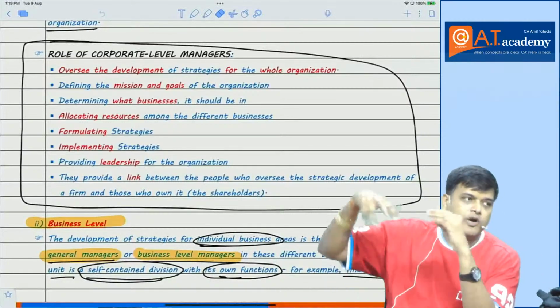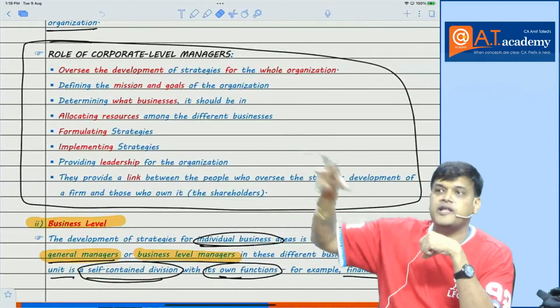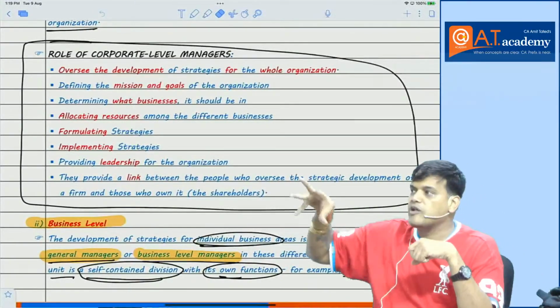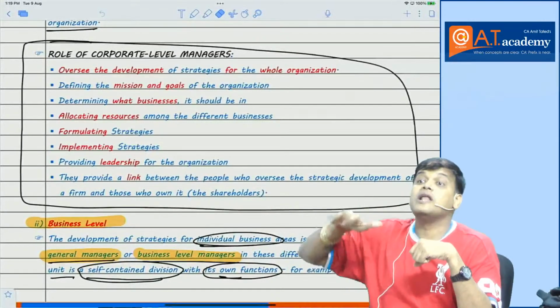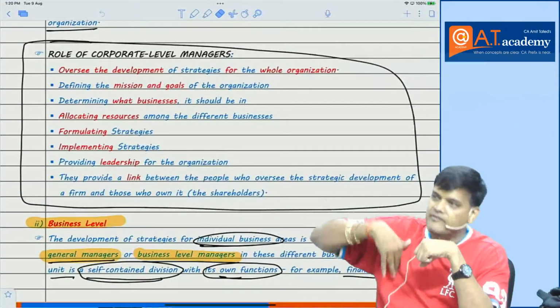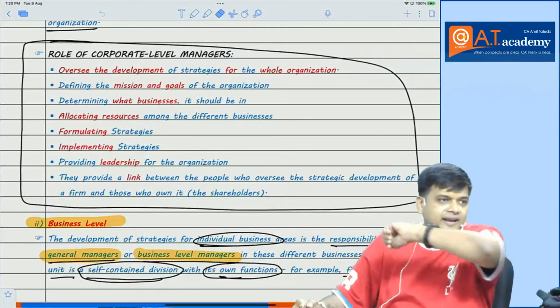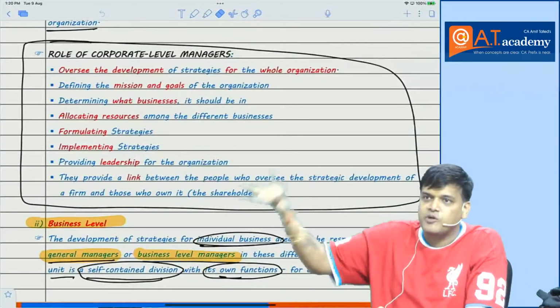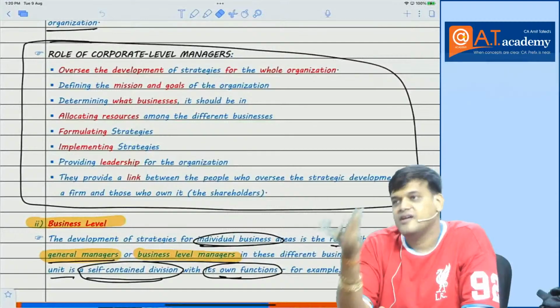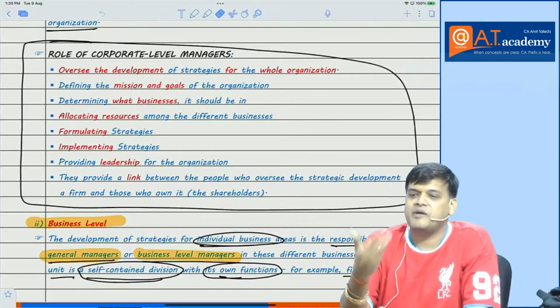Fourth, tell me which business we should be in. Example, Tata Motors. In Tata Motors, do we require resources? Who will allocate these resources? Corporate level. So 4th point, allocating resources. If business comes, allocating resources will always be there. If we are starting a new business, who will allocate the resources? Corporate level. Fifth and sixth.